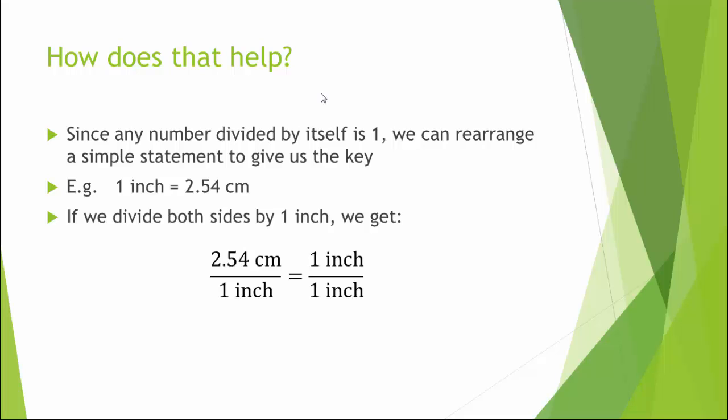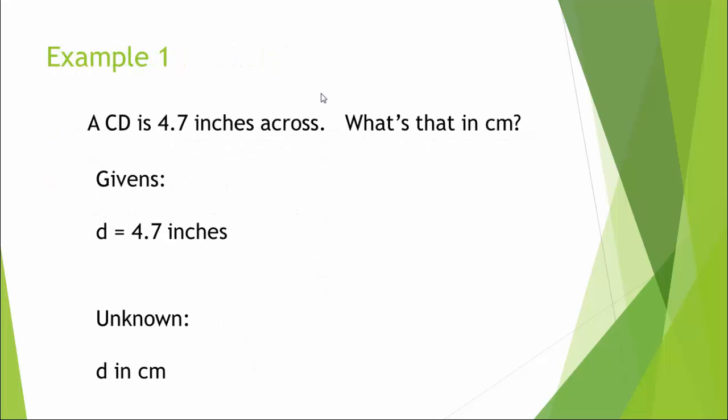Now, as soon as we do this, we should recognize what's on the left-hand side. 1 inch divided by 1 inch is equal to 1. Or 2.54 centimeters divided by 1 inch is equal to 1. Okay, this is interesting. We now have an expression of 1 is equal to 2.54 centimeters over 1 inch that came from 1 inch equals 2.54 centimeters. Now we can use this.